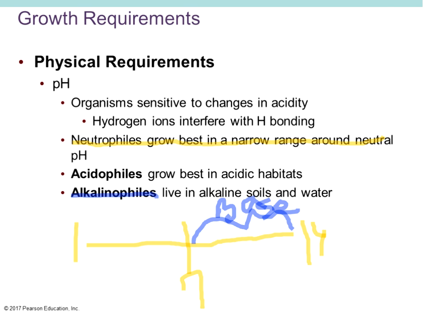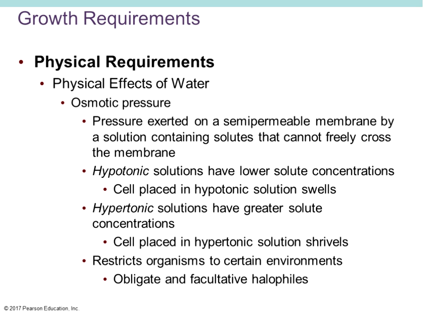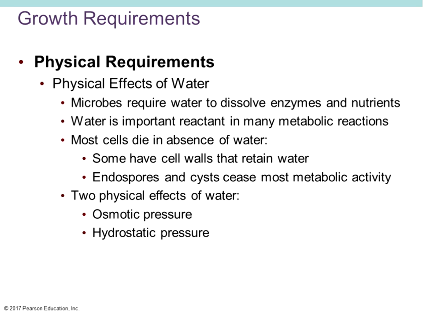And then acidophiles grow best in acidic habitats, and anything that's an acid has a pH lower than 6, and we call those acids. So there's that whole acid and base thing you've probably learned in an introductory biology class or in chemistry.